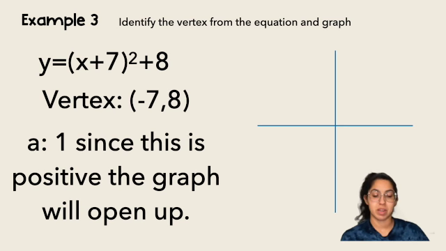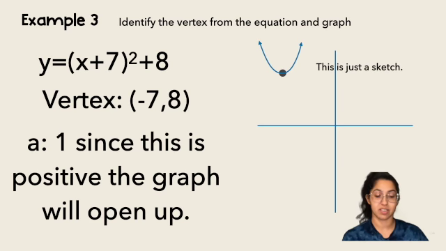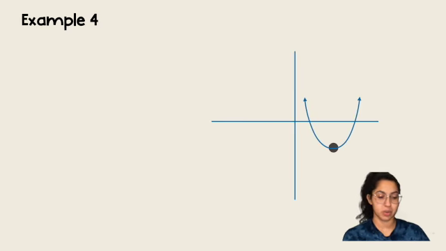So I'm just estimating negative 7, 8. And I'm going to draw my parabola facing up. And this is just a sketch. It's not exact. Okay? So next, what if I am given a graph?